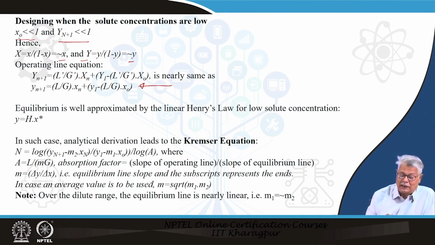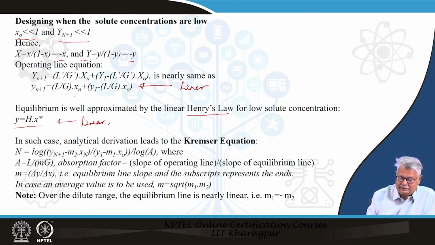We also know, and what we find here, that this is a relationship between y and x, and it is linear. That's the major thing. And we know that under dilute solutions with low concentration, Henry's law is valid for most of the systems. So what we write here is y is equal to h into x star, h being naturally the Henry's law constant, and this is also a linear equation.